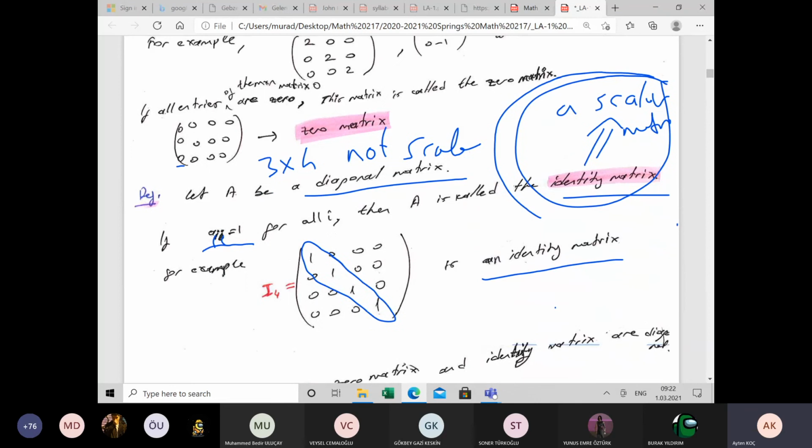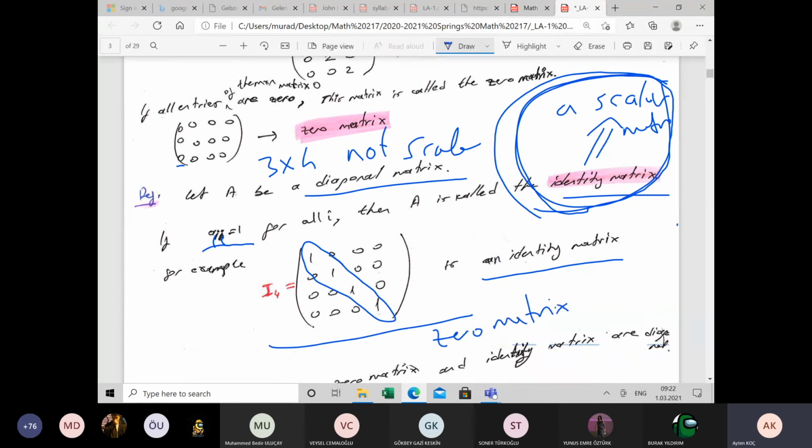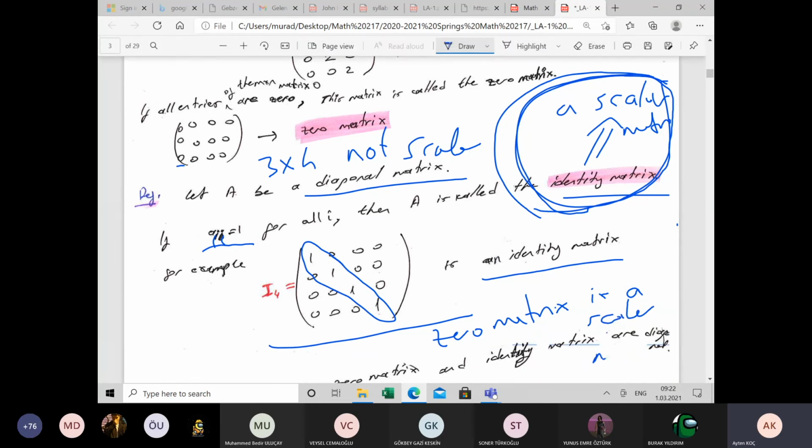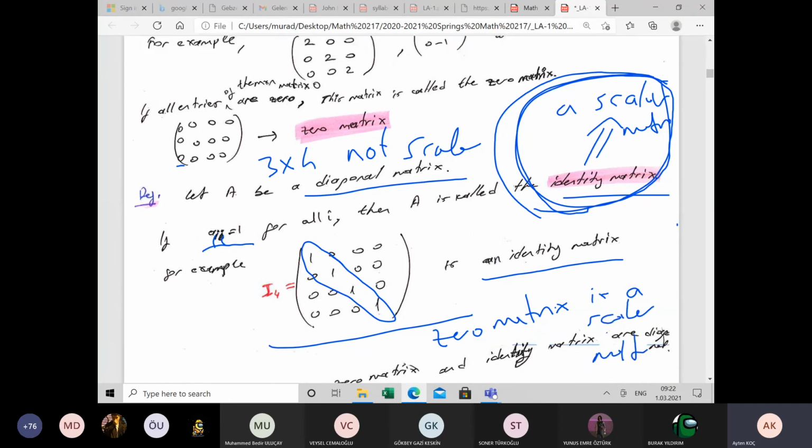This one is true. Every identity matrix is a scalar matrix. It's okay, it's true. But is every zero matrix a scalar matrix? It is not true, false. What is the reason? Let's give a counter example. This one is a zero matrix, but not scalar. It's okay?